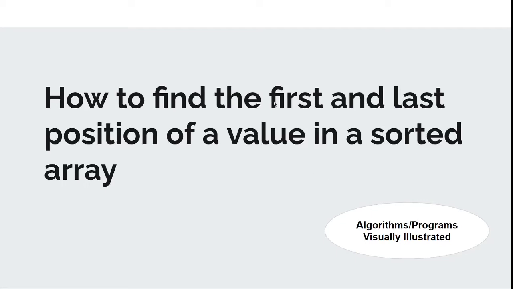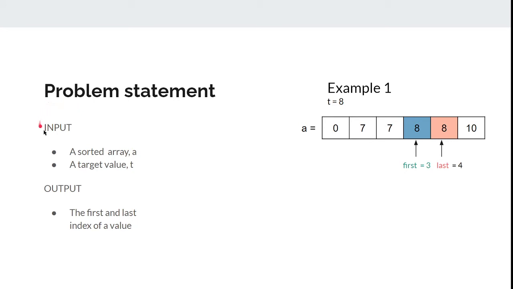How to find the first and last position of a value in a sorted array. Problem statement: the input is a sorted array called A and a target value called T. The output would be the first and last index of the target value. So in this example, when the target is 8, the first would be 3 and the last would be 4.